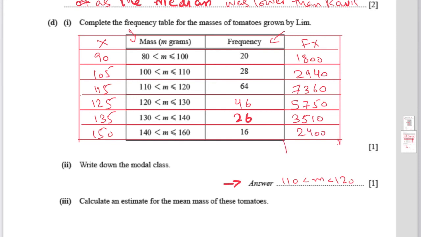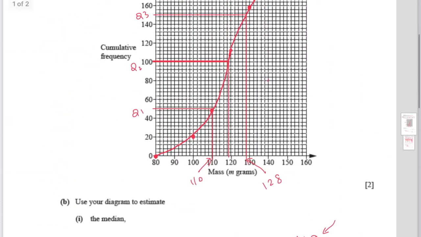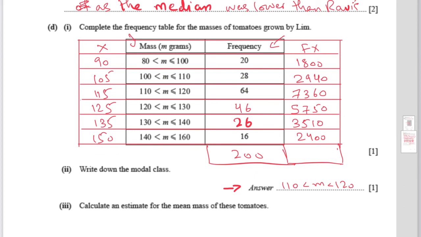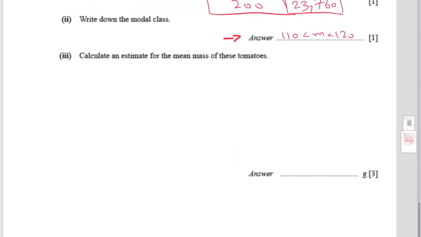Now let's calculate the total of these values and of the frequency. The frequency, I think it's 200 because it's mentioned over there. It is 200 because the cumulative frequency was 200. But let's calculate the total of fx. 1800 plus 2940 plus 7360 plus 5750 plus 3510 plus 2400 gives us 23,760.